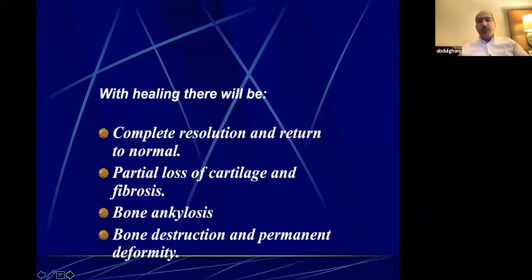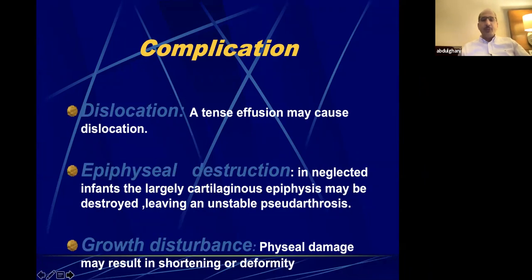Whenever there is healing after treatment, what can the consequences be? If the child, or the patient, is lucky, and you as the treating surgeon are aggressive and sensitive, and you've analyzed, anticipated everything and detected it, then there can be complete resolution and return to normal function. Another scenario can be partial loss of cartilage and fibrosis. The third, worst scenario can be complete bony ankylosis, and another scenario can be bone destruction and permanent bone deformity, dislocation, and subluxation.